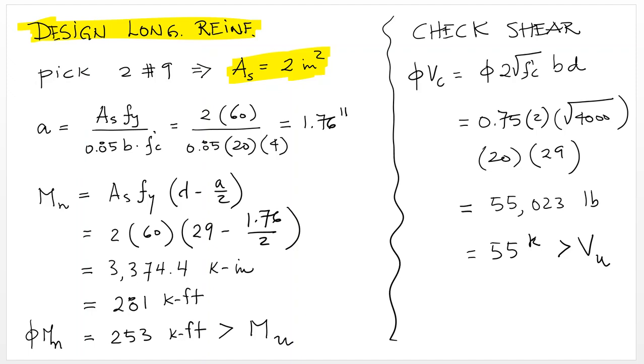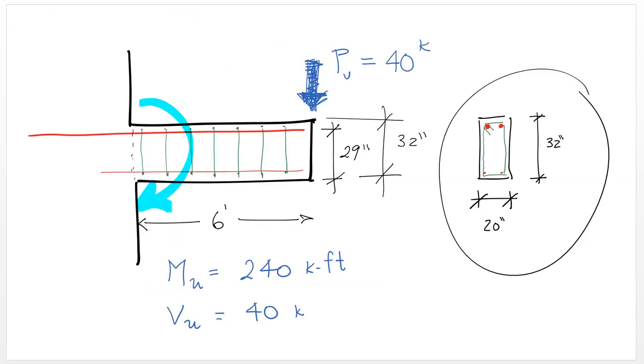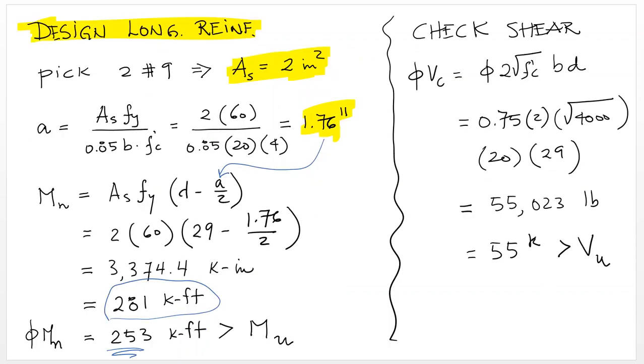We can then compute the depth of the compression block by the familiar expression here, and we get 1.76 inches, which, if we put that into our equation for nominal moment capacity, we get 281 kip feet. Multiply by phi equals 0.9, and we get 253 kip feet, which is larger than the 240, which means that our design is satisfactory for bending. So we can use 2 number 9s.